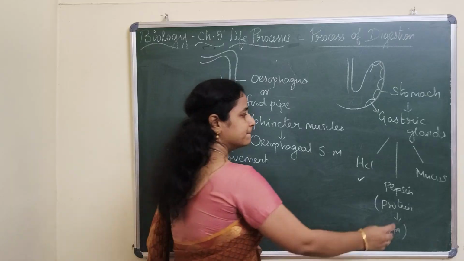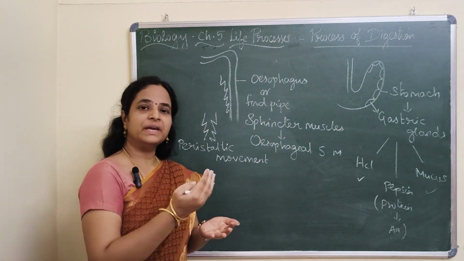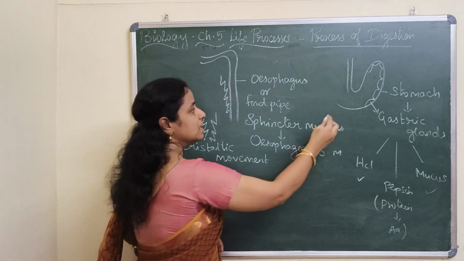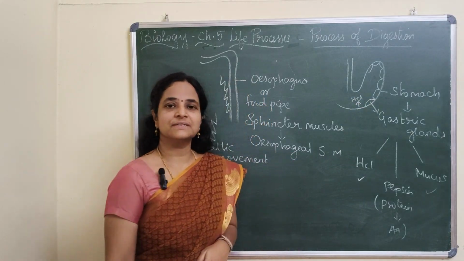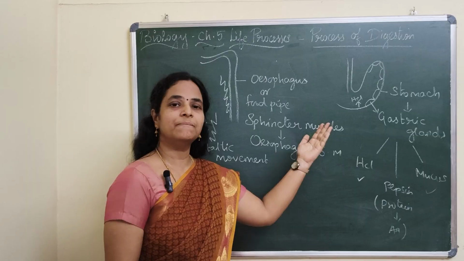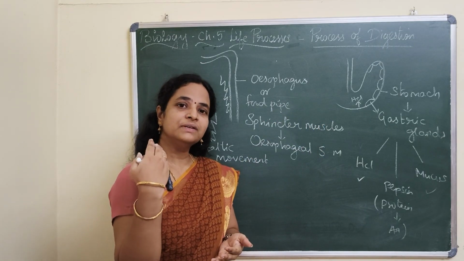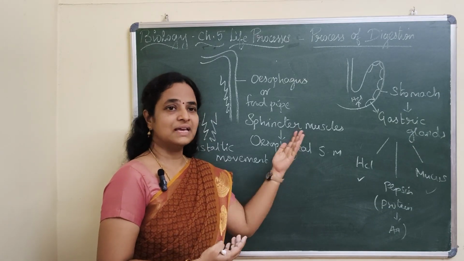And the third is mucus. Mucus helps in lubricating and protects the inner lining of the stomach. Say for example, if there is an excess secretion of HCl, what happens? The HCl can damage the stomach completely. Why? Because it has a tendency to even dissolve a razor. That's how strong HCl is.